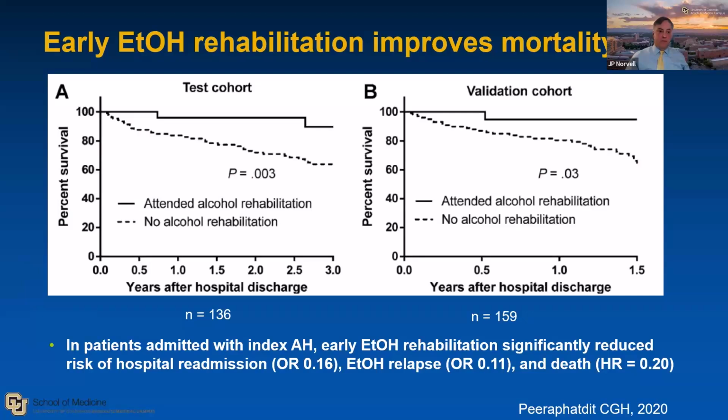I really like this study from the Mayo Clinic that looked at a total of about 300 patients. On the left is a retrospective cohort, and on the right is a validation prospective study where they looked at about 300 consecutive patients admitted with severe alcoholic hepatitis for their index admission. And they found that those that did do early alcohol rehabilitation and counseling had significantly reduced risk of hospital readmission, alcohol relapse, and almost a 40% risk reduction in death. I don't know, that's more than I think any prednisolone study has ever been shown to do.